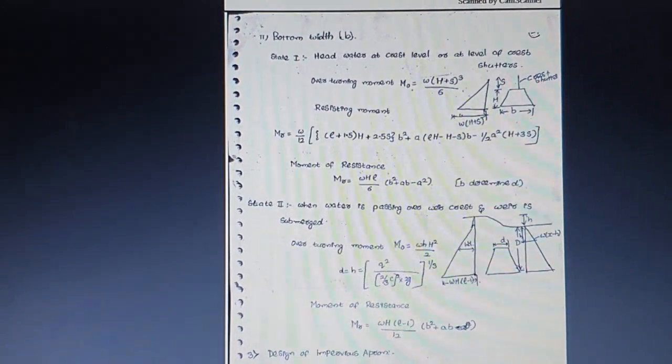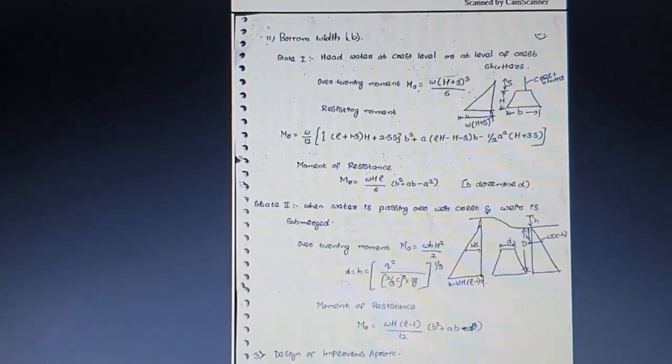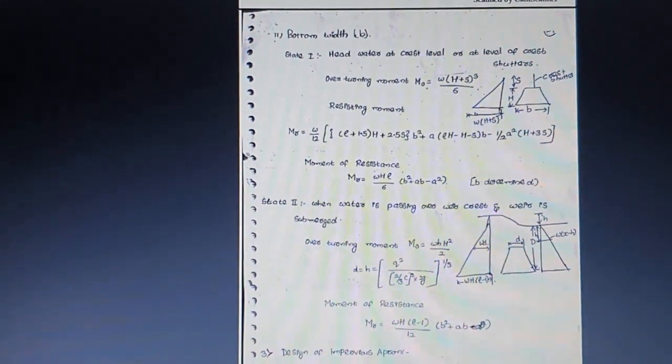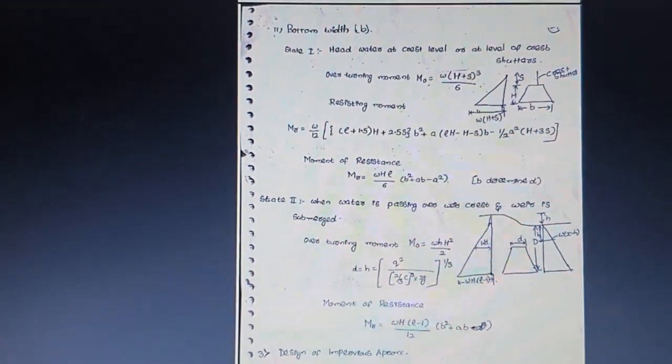Or we are having one more formula in order to calculate the moment of resistance, instead of going with the lengthy formula, which is W into H into rho by 6 into B square plus AB minus A square, from which we are going to get the value of B. B is nothing but the bottom width of your vertical drop weir.